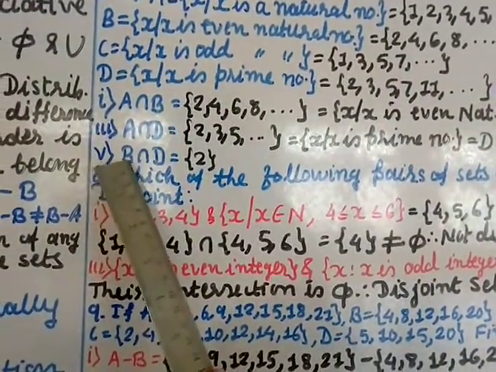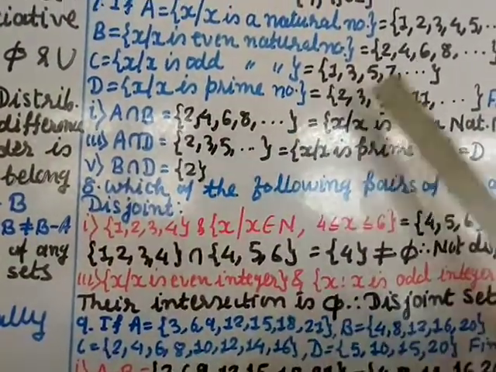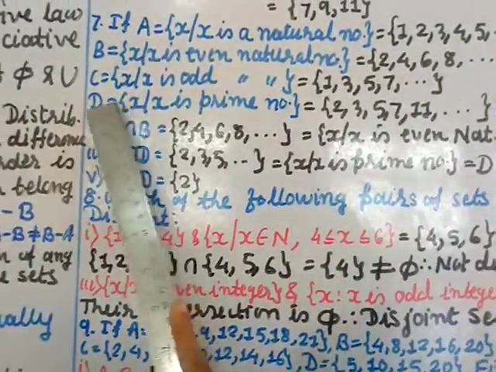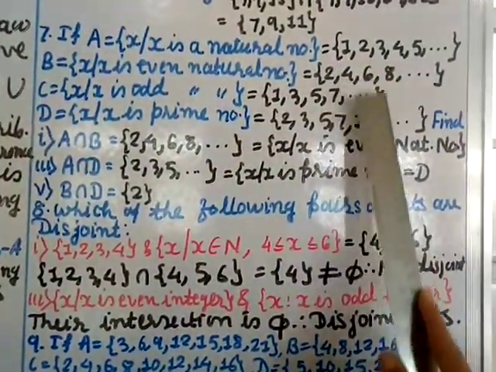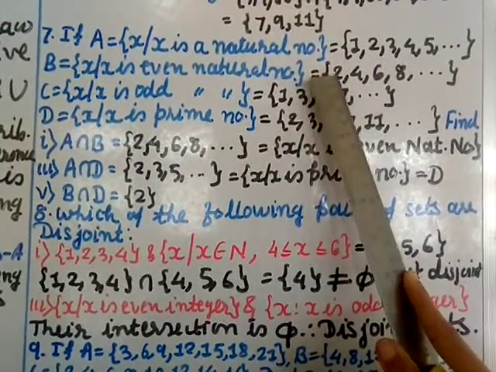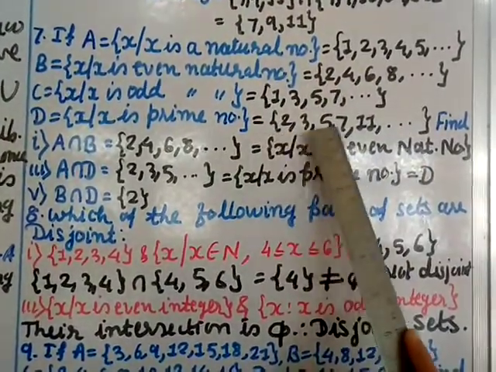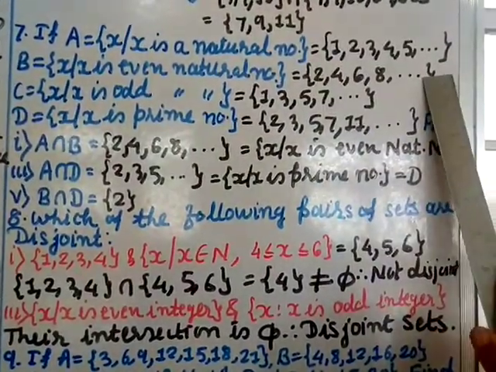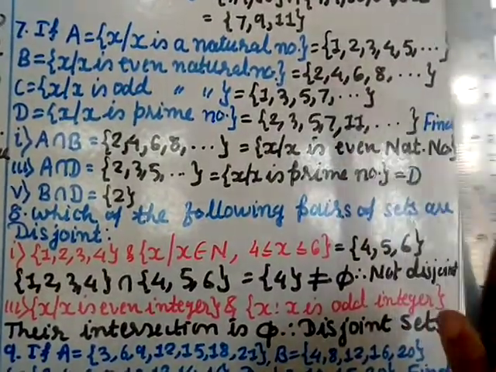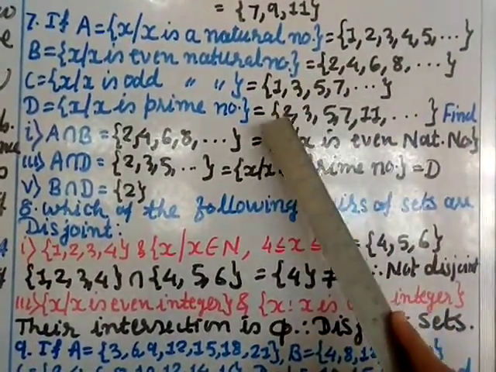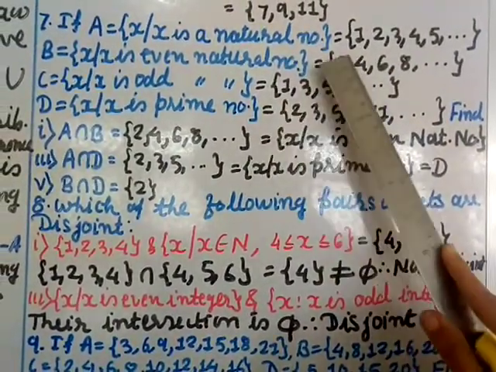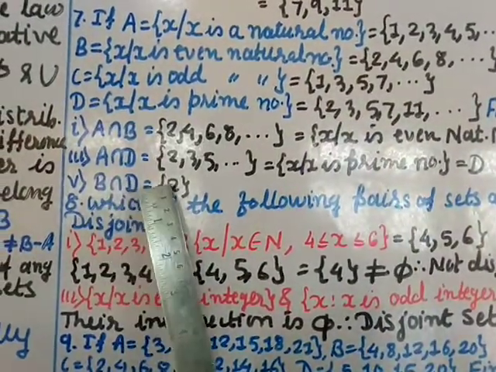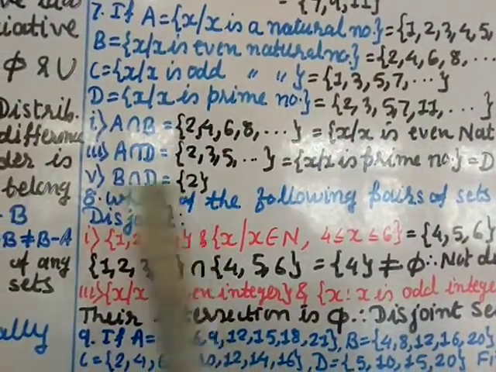Roman number 5, B intersection D. So this is my set B and this is the set D. You have to write only the elements common to both sets. So here 2, 4, 6, 8; here 2, 3, 5, 7, 11. These are even numbers, and these are prime numbers. So there is only one even number which is prime, which is 2. So only 2 is common to both. So we can say B intersection D is {2}. This is called a singleton set.